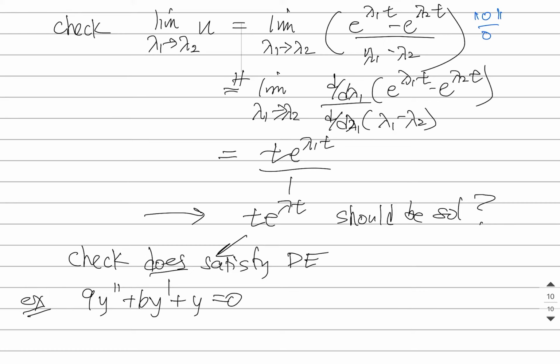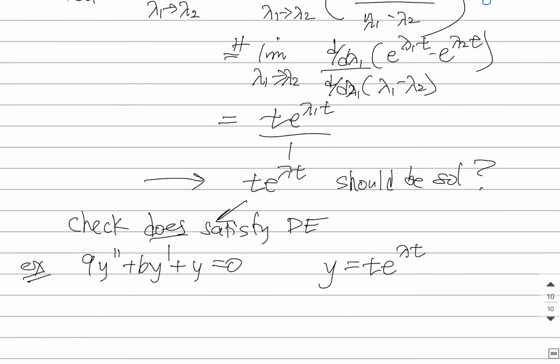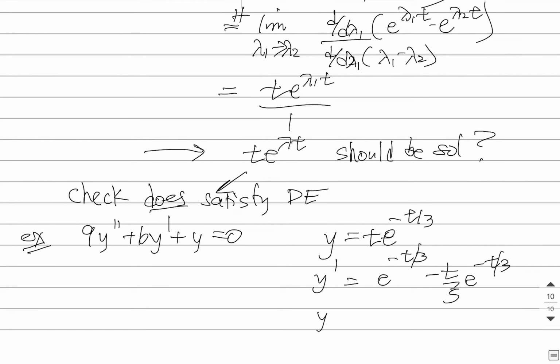Now, in our particular case, when I have 9y double prime plus 6y prime plus y equal to 0, if I were to take t e to the negative t over 3, if I were to take its derivative and use the product rule, I'd get e to the minus t over 3 and so on, and then I'd have to differentiate it again, which I'm getting lazy to do. You can show that the left-hand side equals the right-hand side.